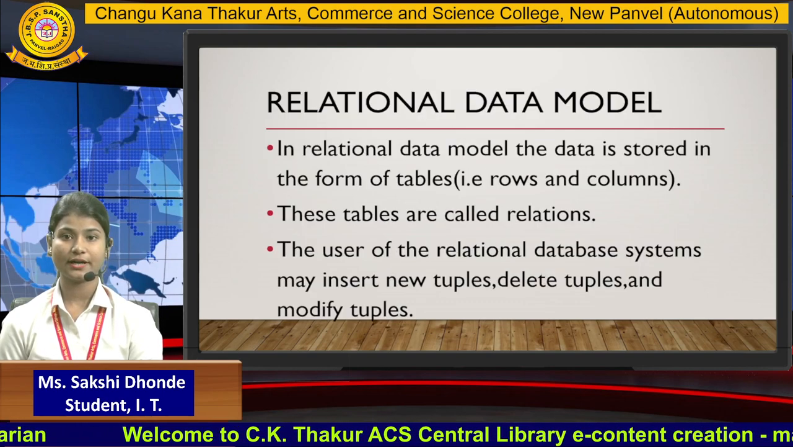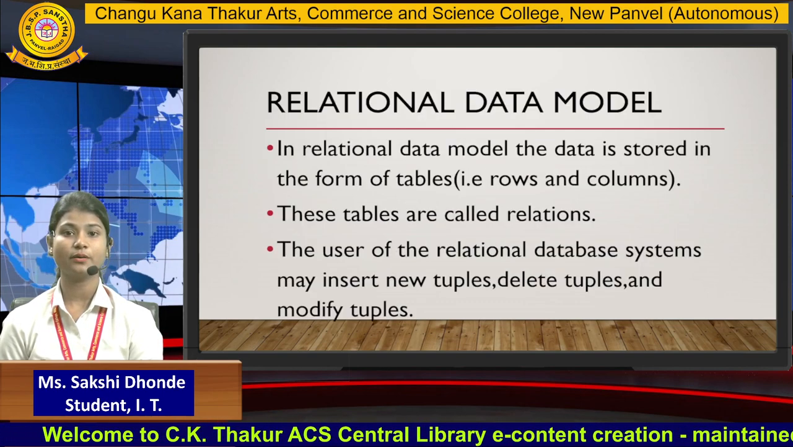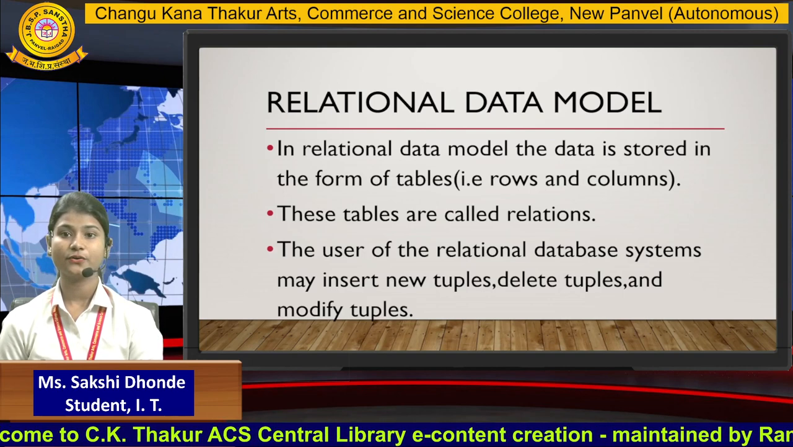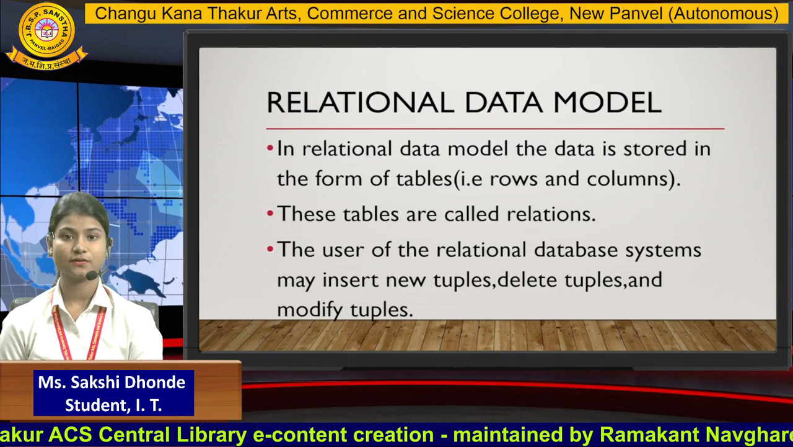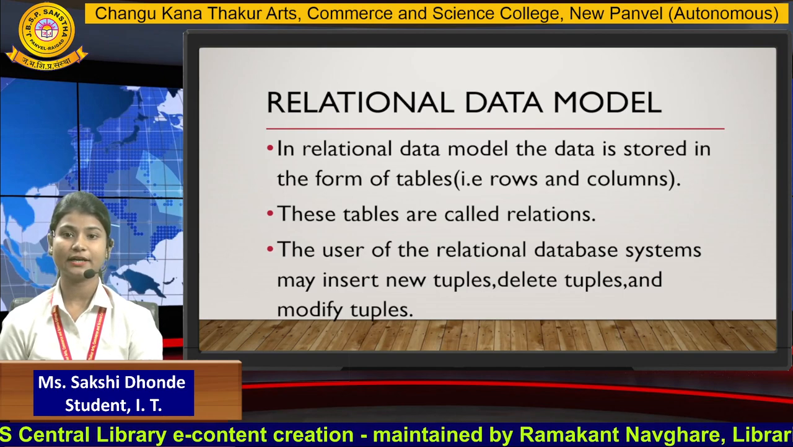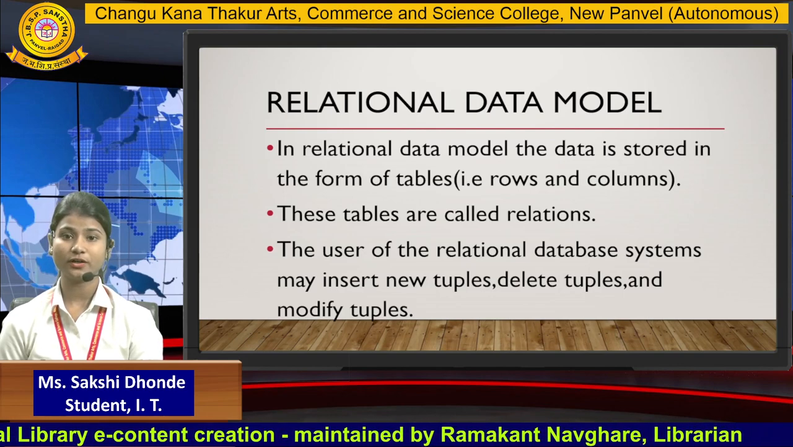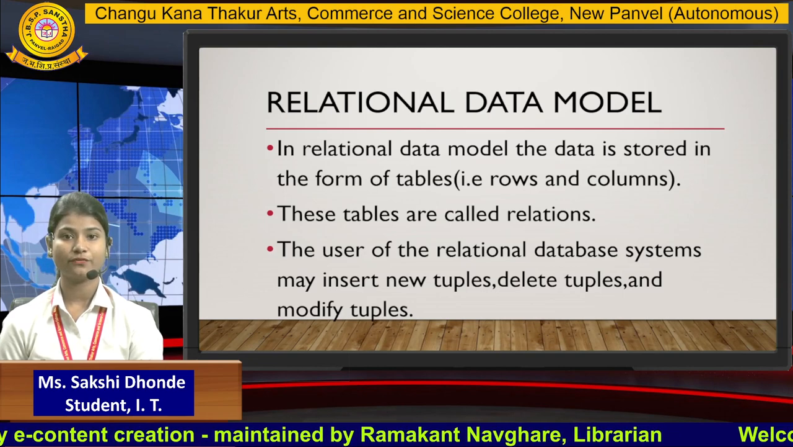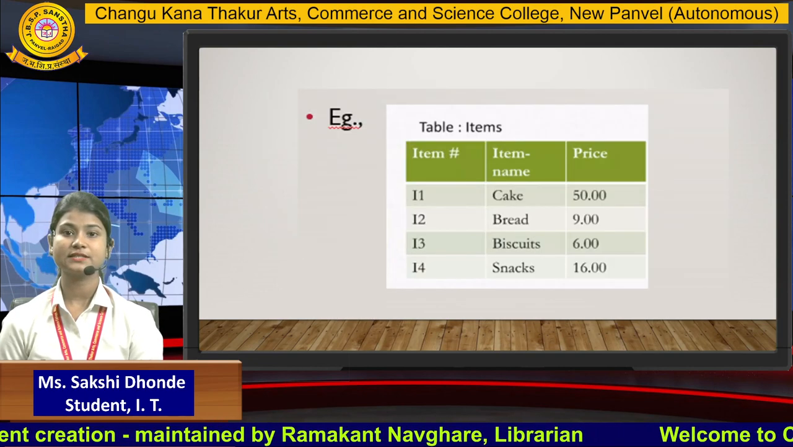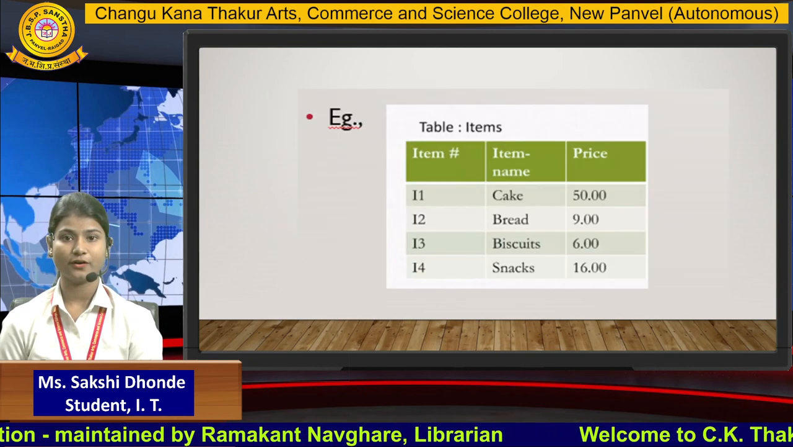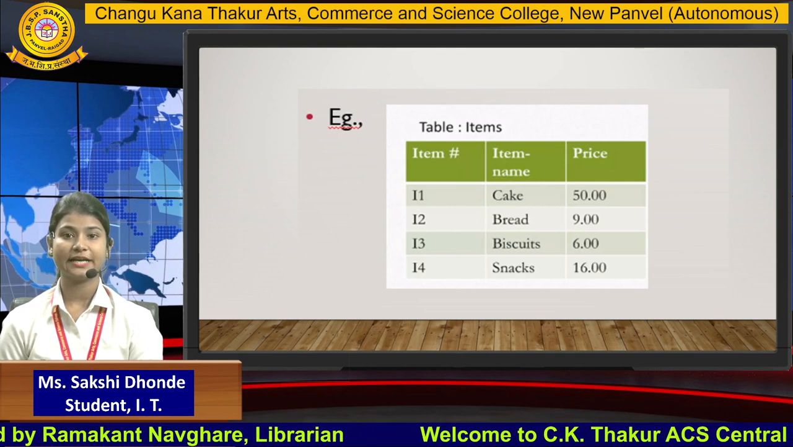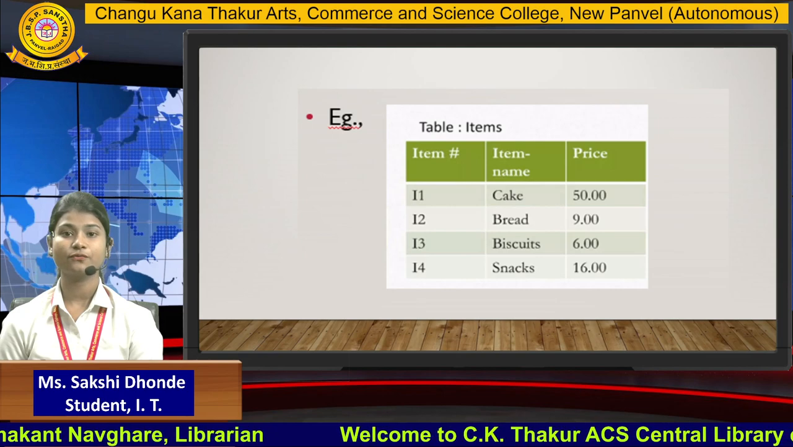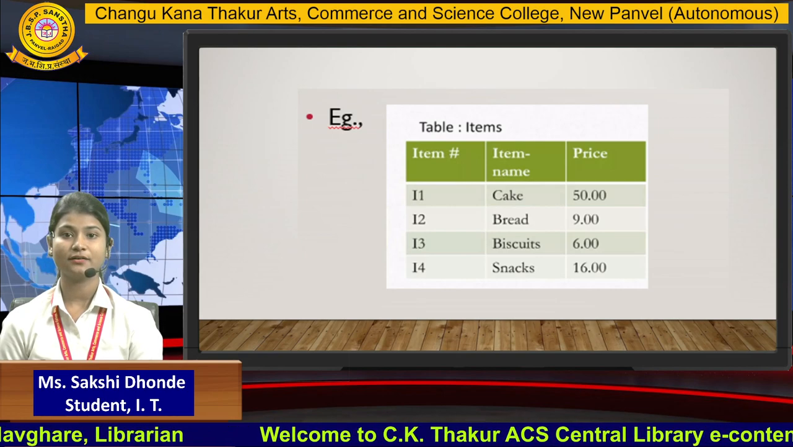In relational data model, the data is stored in the form of tables, that is, in rows and columns. These tables are called relations. The user of the relational database systems may insert new tuples, delete tuples, and modify tuples. This is the example of relational data model. Here, I have taken a table. Table name is items, and there are four rows and three columns.